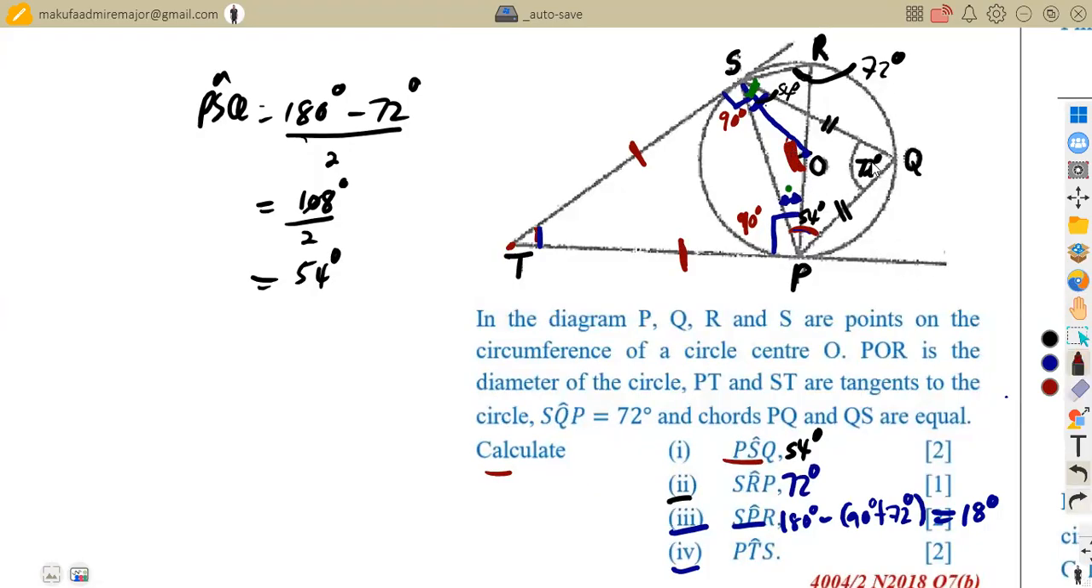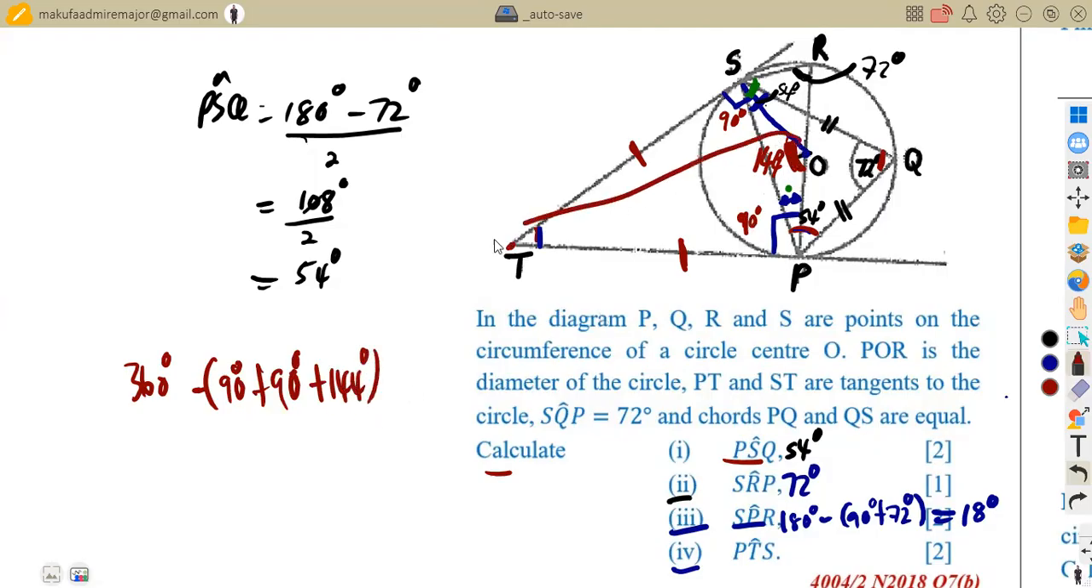So the angle at the center is twice the angle at the circumference. So if this is 72, we must multiply that by what? By 2 to obtain the angle at the circumference, which is 144. So the angle at the circumference was going to give us 144 degrees. But this angle and this angle here, they are supplementary. They give us 180 because we removed this 90 and 90. Or you're supposed to say 360 degrees minus 90 plus 90 plus the 144 degrees. Still, you're going to obtain the same answer.